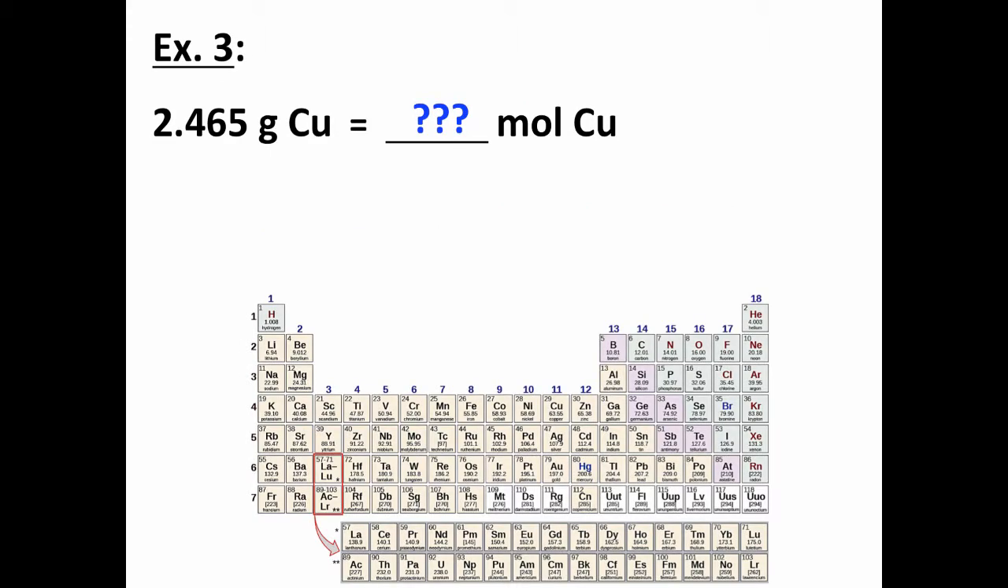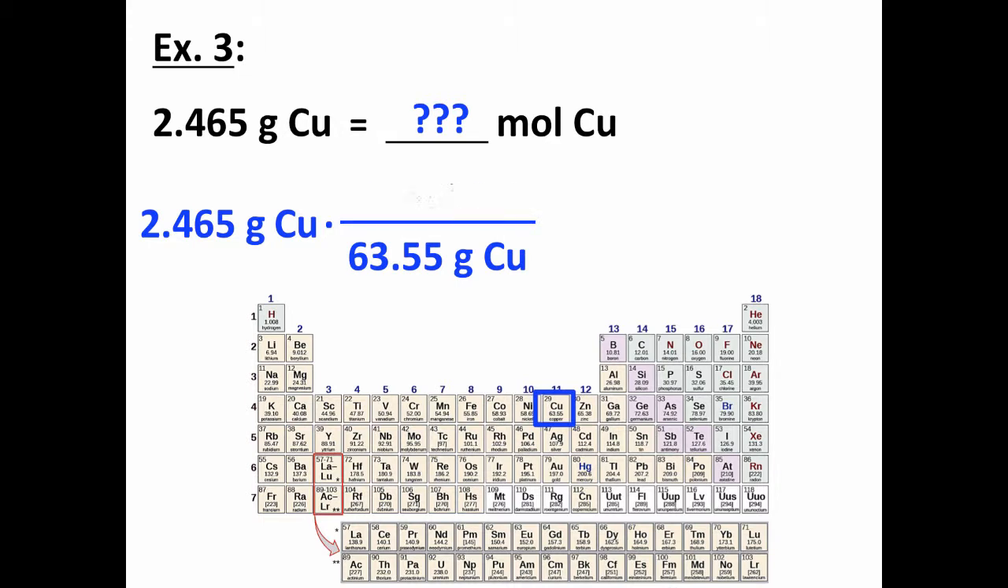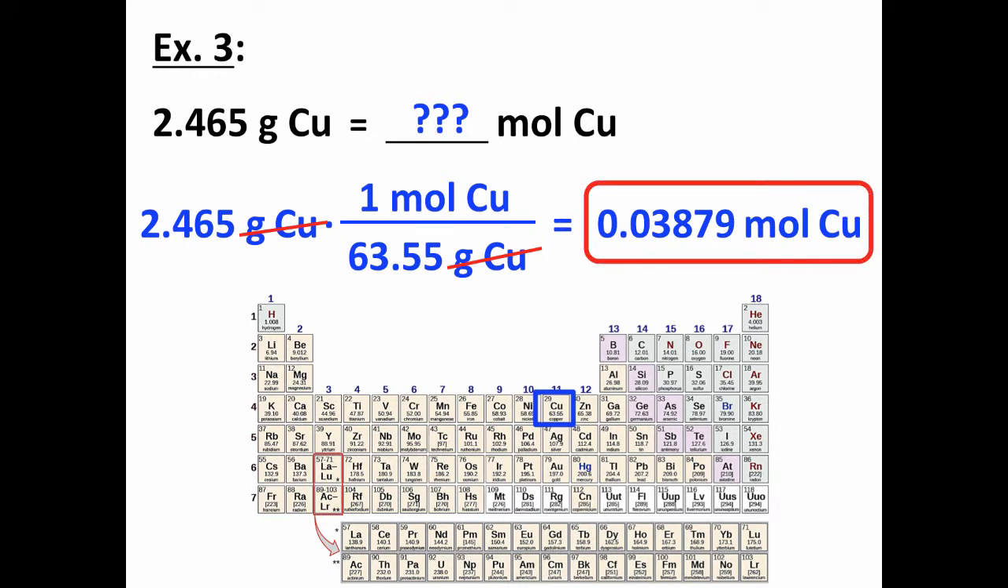Okay, let's do one the other direction. 2.465 grams of copper. How many moles of copper is that? Well, we start with what we know. We look up the atomic mass, which we've used previously. This time we're canceling grams, so the mass goes on the bottom and the moles goes on the top of our conversion factor. And 2.465 divided by 63.55 gives us 0.03879 moles of copper that mass is equivalent to.